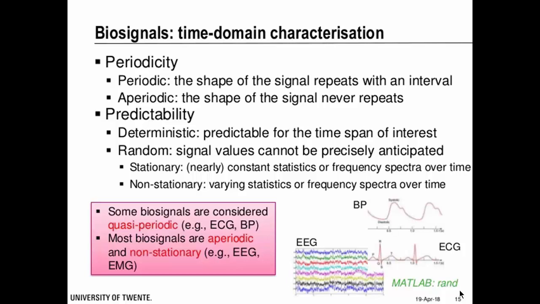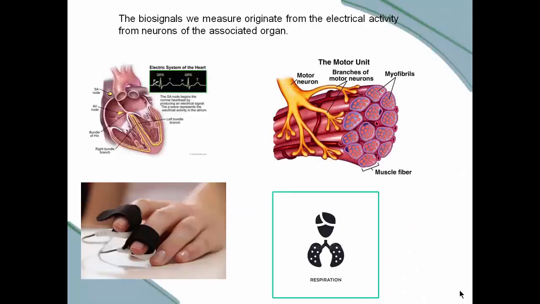As any wave moves, they are waves essentially, and we're going to get into the exact nature of those waves as we continue through the course. So biosignals that we measure originate from electroactivity from neurons in the associated organ, and these are really the types of biosignals that we're going to be most interested in.